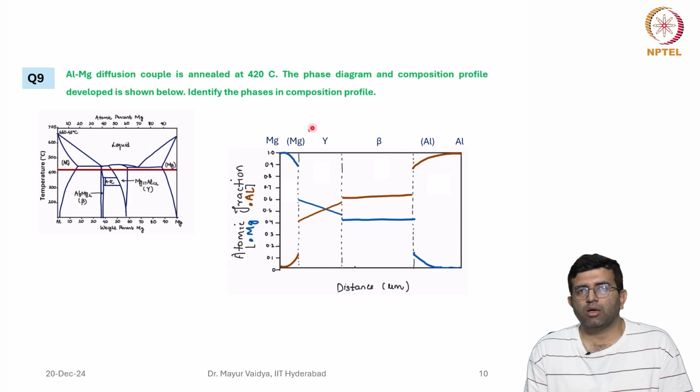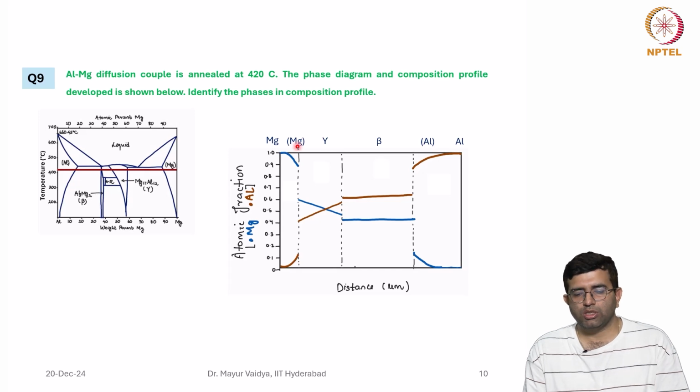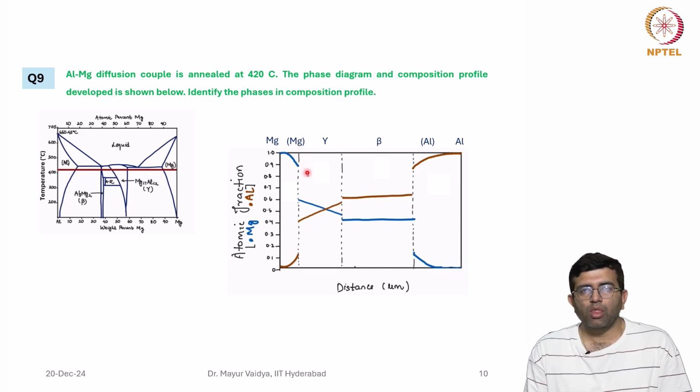So again, give important consideration to the order. You should not make it reverse, because a magnesium solid solution, of course, will occur on the magnesium-rich side. So this is how the phases can be correctly identified.